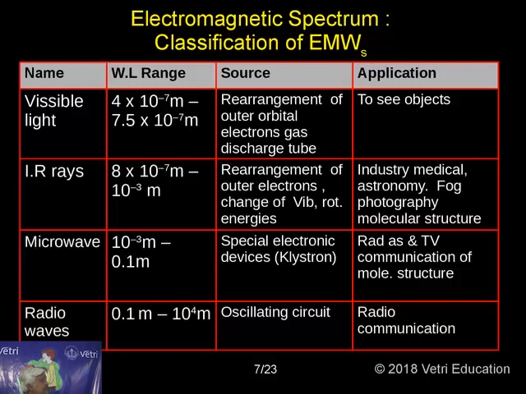IR rays, still longer wavelength, 8 into 10 power minus 7 meter to 10 power minus 3 meter. Again the rearrangement of outer electron, change of vibrational and rotational energies. Uses: industry, medical, astronomy, fog photography. We know IR radiation during a thick fog or any dews. If you are using ordinary light for photography, that is not clear. If you are using IR radiation as a light for photography, wonderful photography we can get.